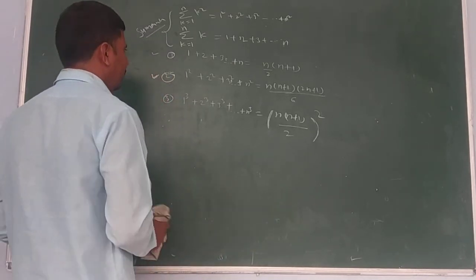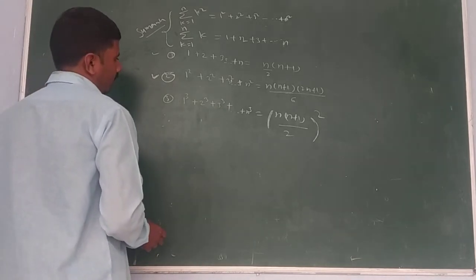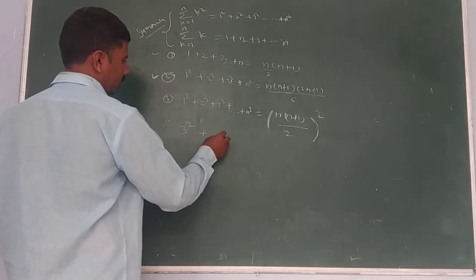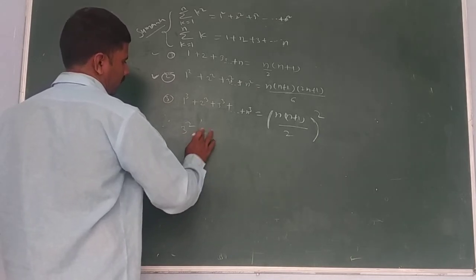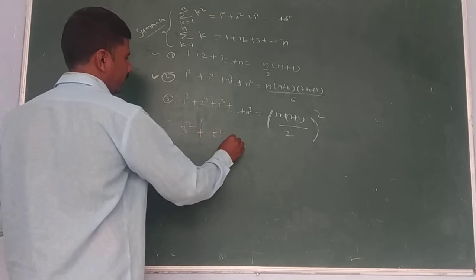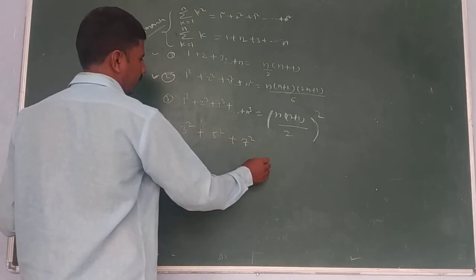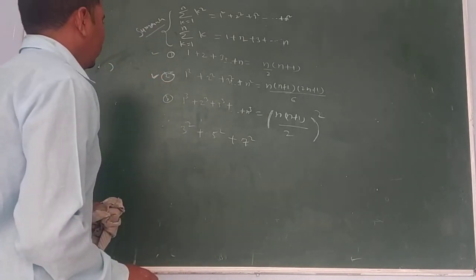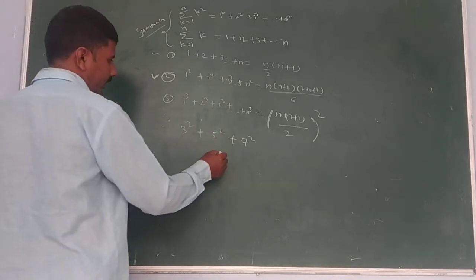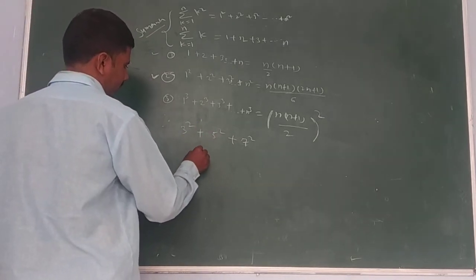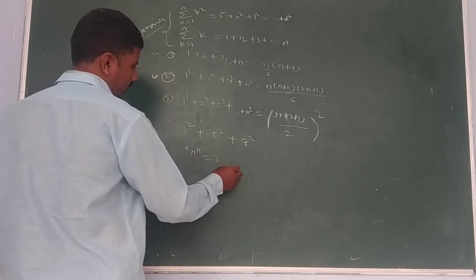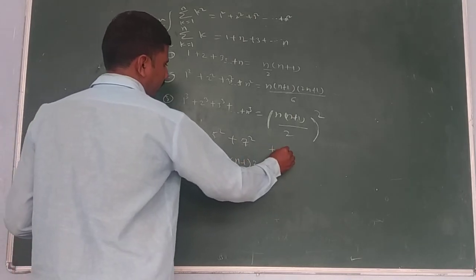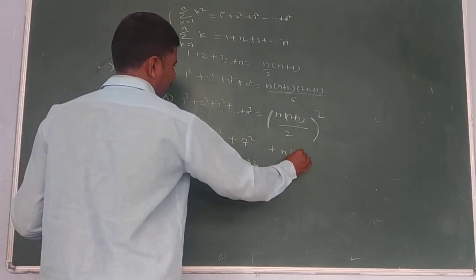We'll take one more example. Take 3 square plus 5 square plus 7 square. We'll try this. Okay, so what will be the nth term? First term is 3, common difference is 2, till the nth term.